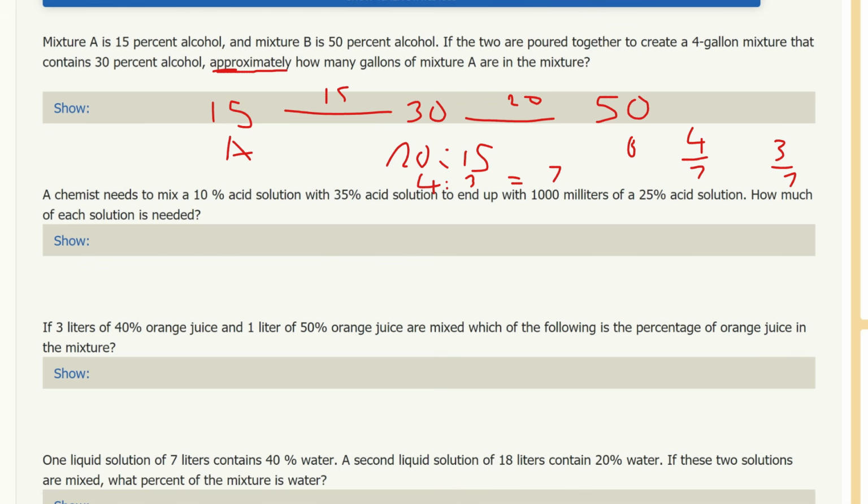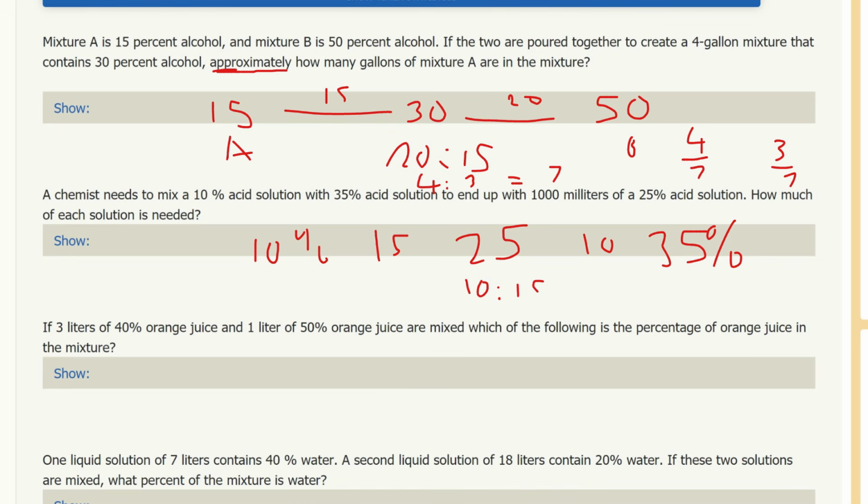A chemist needs to mix a 10% acid solution with a 35% acid solution and end up with 1,000 milliliters of 25% acid. So that's the middle number. How much of each solution is needed? The gap on the left is 15. The gap on the right is 10. Flipping those across, we have the ratio 10 to 15.